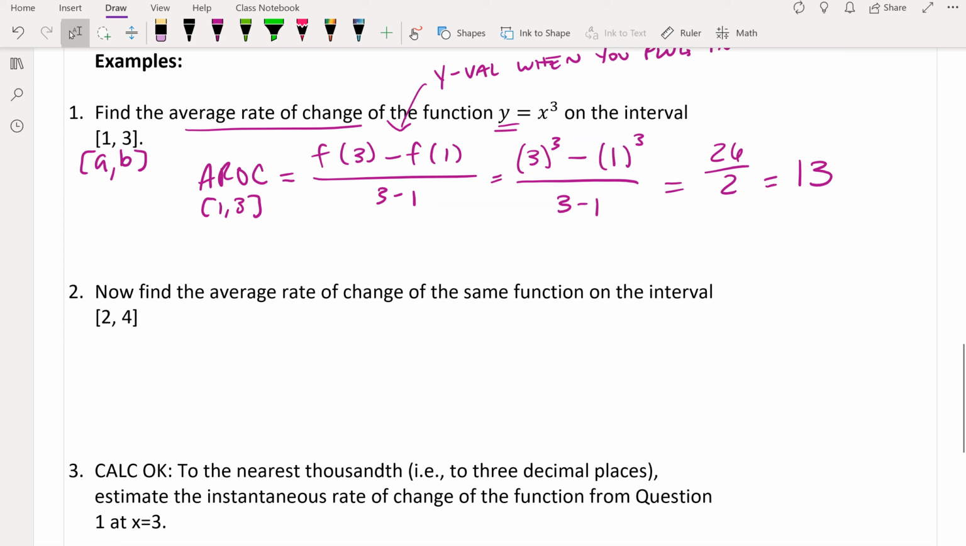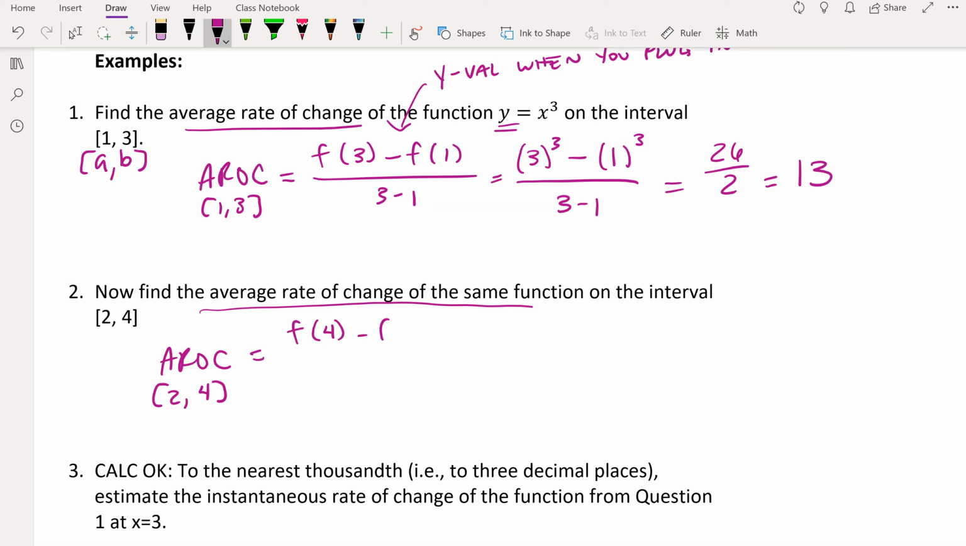Now find the average rate of change of the same function on the interval 2, 4. I want you to do this one. So what number do you get when you find the average rate of change of the same function over the interval 2, 4? Go. Okay, I'm going to do it very, very quickly. So AROC, the same function as above, 2, 4, equals f of 4 minus f of 2 over 4 minus 2, equals, when I plug in 4 for my y value, I get 4 cubed minus 2 cubed over 4 minus 2.